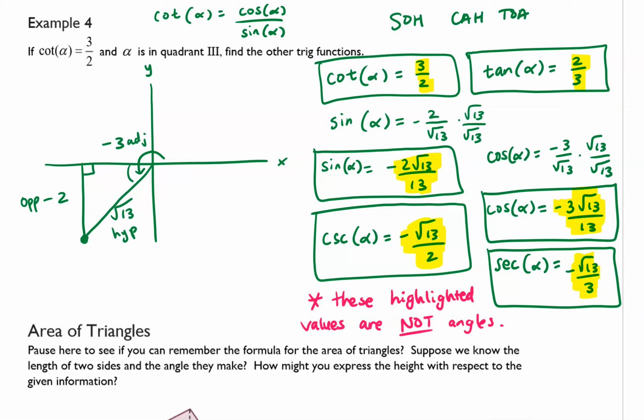In a later section in the quarter, we'll be able to solve for alpha, but we don't have the tools to do that at this point. So we do know alpha is an angle and it's in quadrant 3. We just don't quite know exactly what it is yet. The highlighted yellow values are not angles. They are ratios of lengths. So keep that in mind.